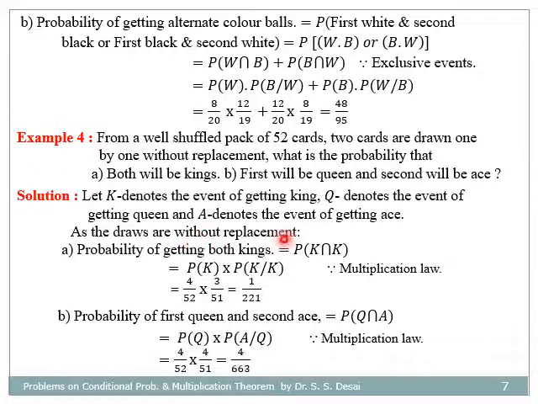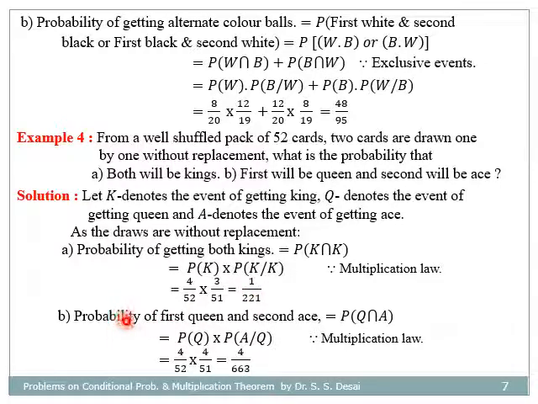As the draws are without replacement, we can use the multiplication theorem on probability, and therefore the probability of getting both kings is equal to the probability of getting a king card at the first draw as well as a king card in the second draw. By the multiplication theorem it becomes probability of getting a king card in the first draw into probability of getting a king card in the second draw when a king card has been obtained in the first draw. So that is equal to 4 by 52 into 3 by 51. The final simplification is 1 divided by 221.